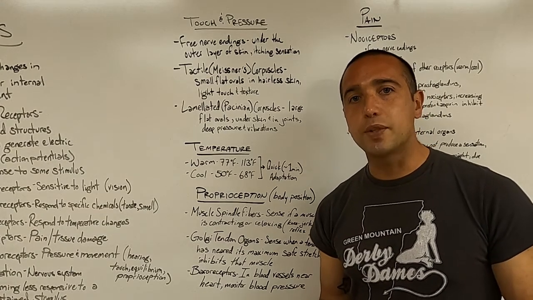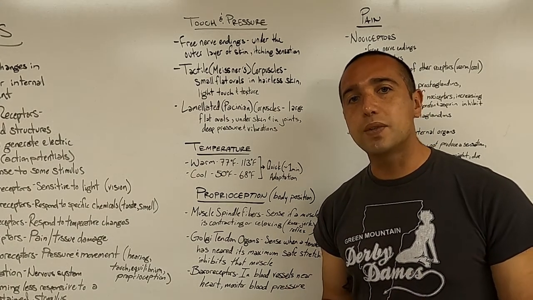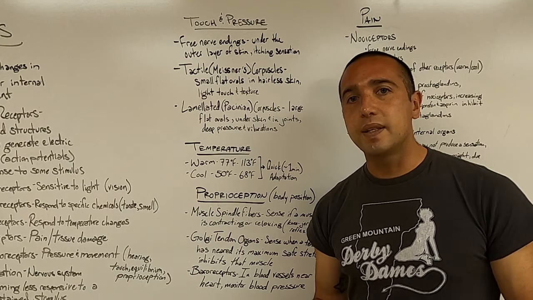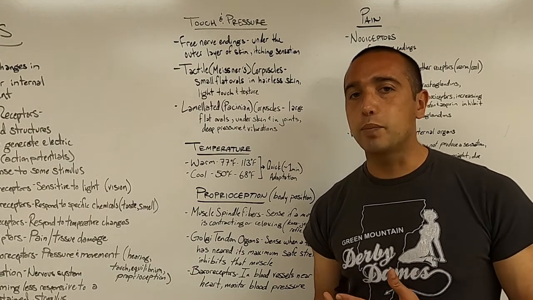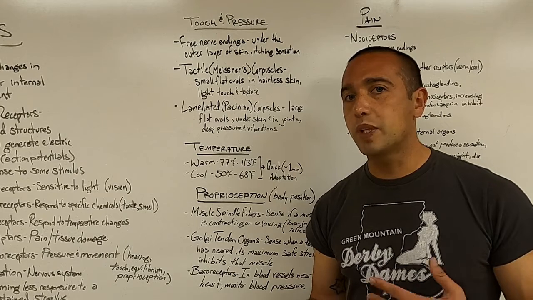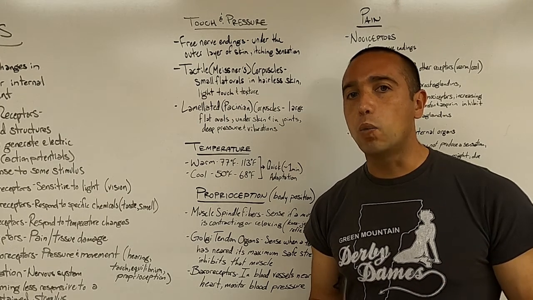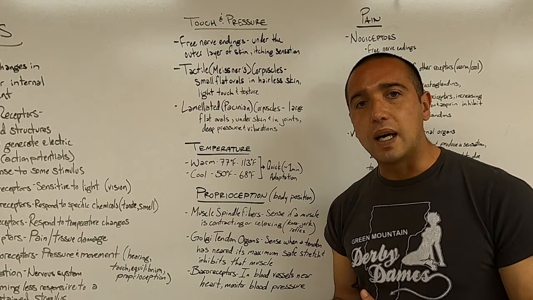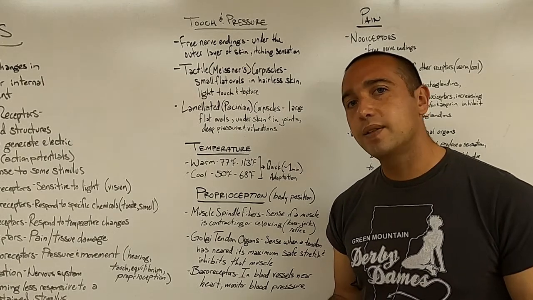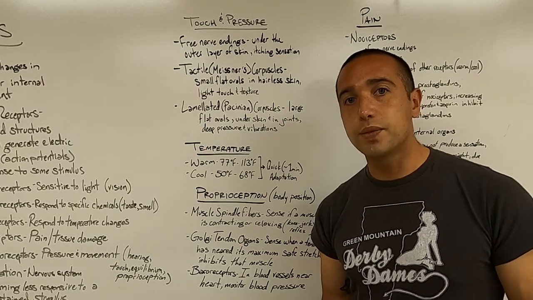Muscle spindle fibers are embedded into muscles, and they send signals back to your brain about if that muscle is contracting. And then your brain can put that together and figure out, based on which muscles are contracting, what that limb is doing.